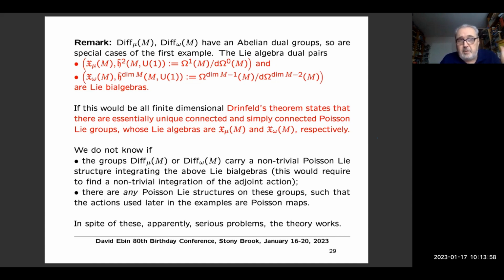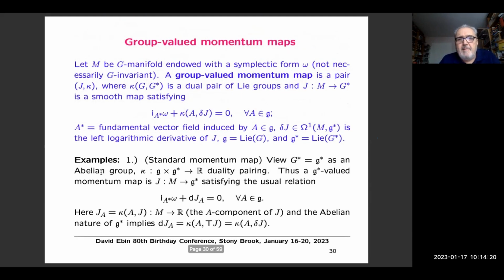I talked to all the experts in Poisson Lie groups. They don't know it. We tried it ourselves. It's not known. Worse, I don't even know if there is any Poisson structure. Forget the one that comes from the bialgebra structure. Forget anything. In spite of all these troubles, the theory still works. It's absolutely amazing. So what do I do?